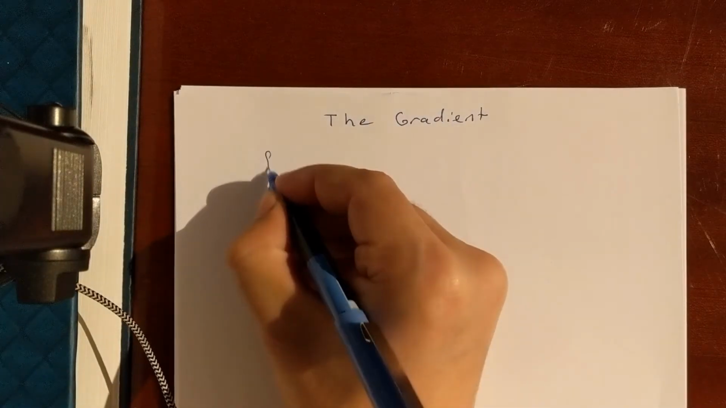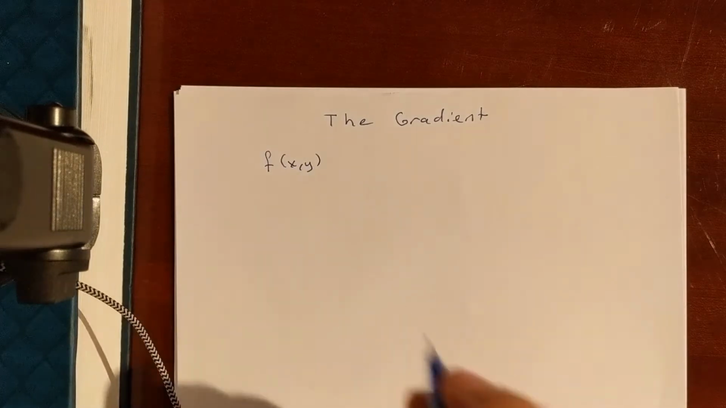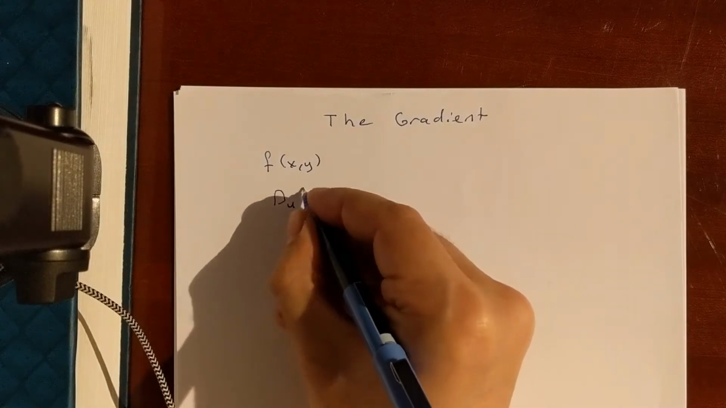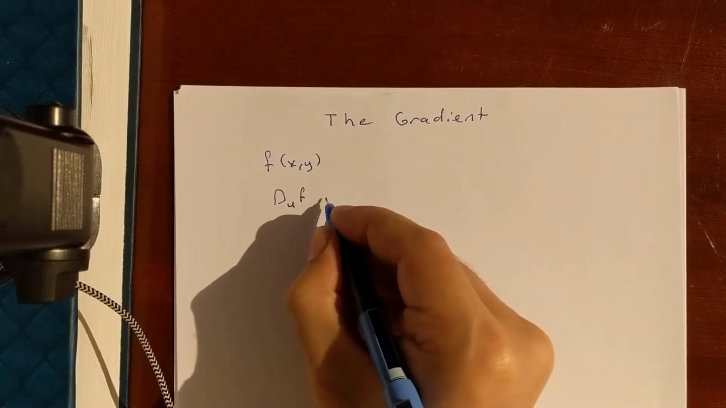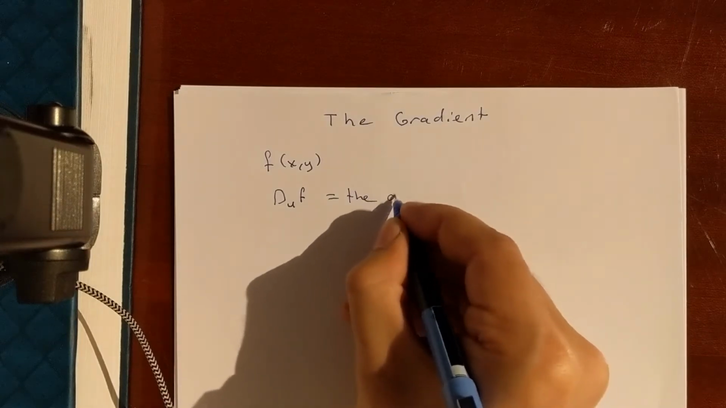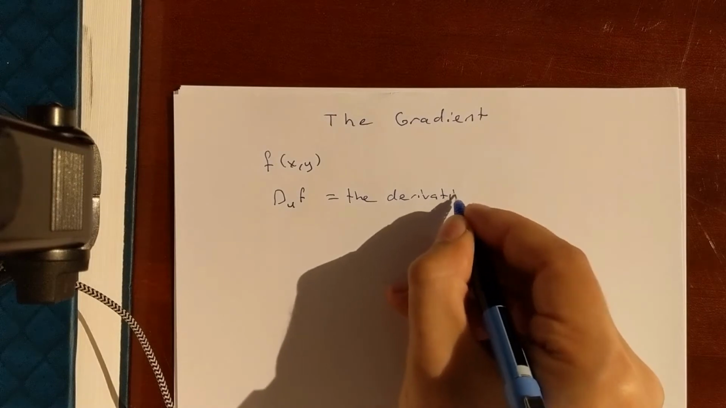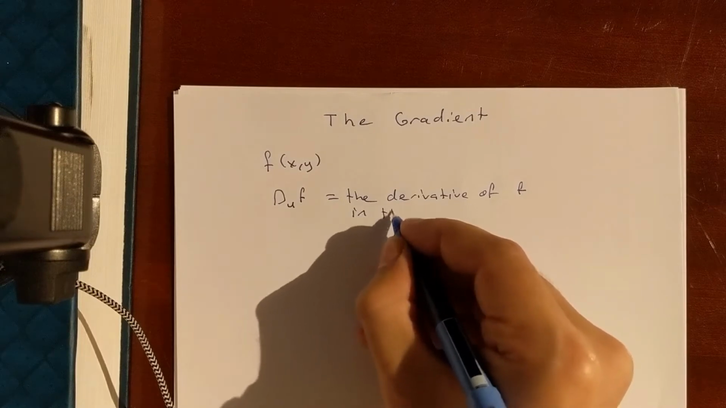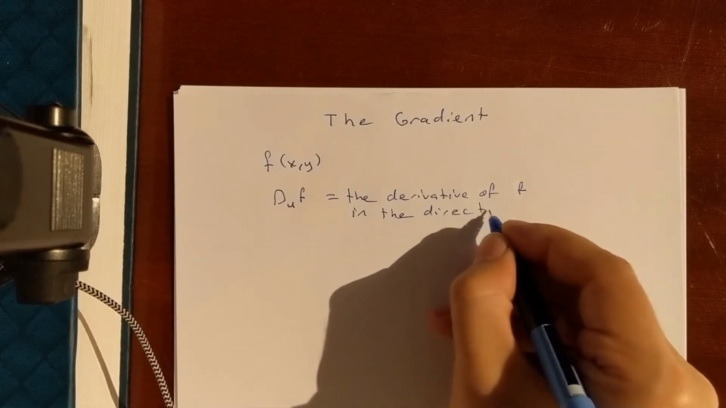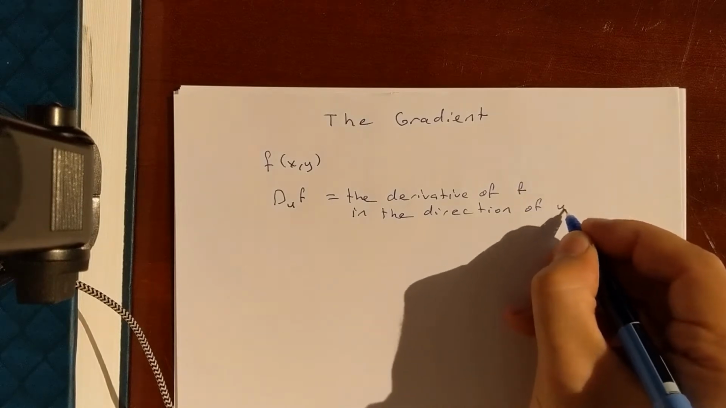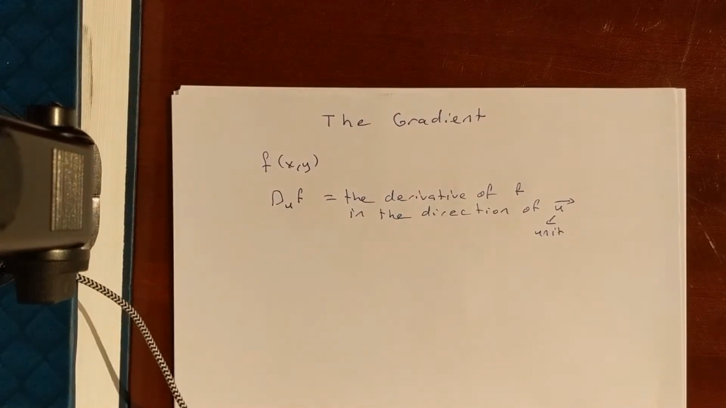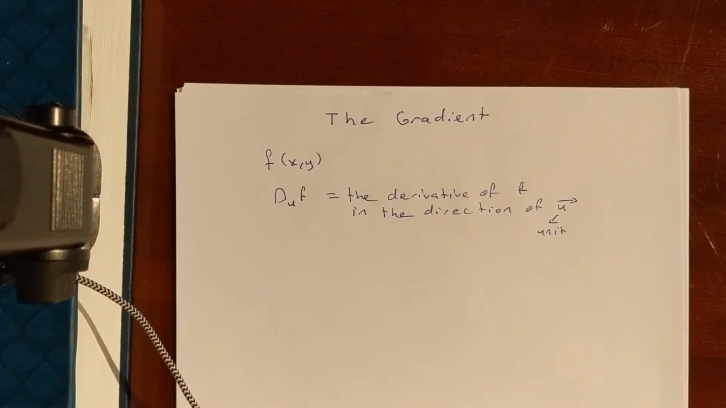Given a function f of x, y, we wanted to find D sub u f, the derivative of f in the direction of the unit vector u. And this was always going to be a unit vector. If it wasn't a unit vector, if they just gave us some other vector, we just divide it by its length. Otherwise, it didn't make much sense. Okay, so we saw this last time.